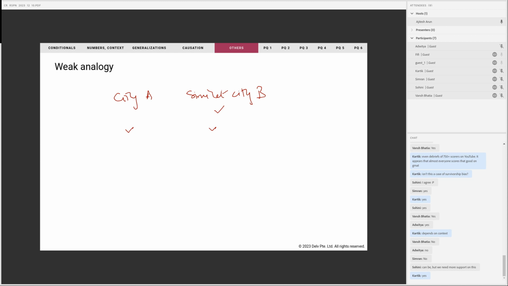Of course, if you want to weaken, then you would show that there are differences in those situations. So you could say that city A had a different type of population, or city B had a totally different type of enforcement mechanism or whatever.